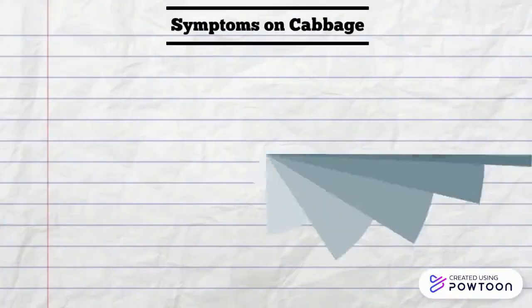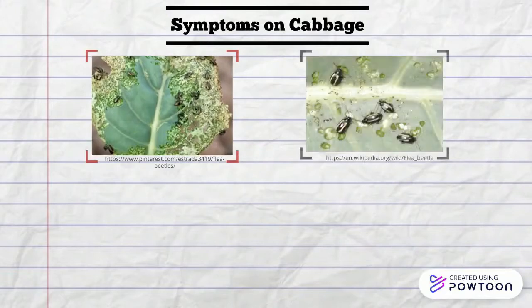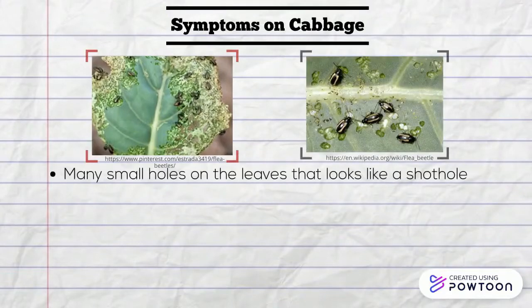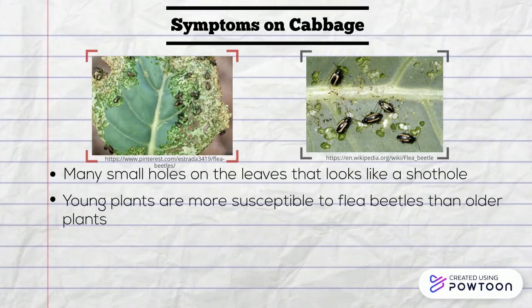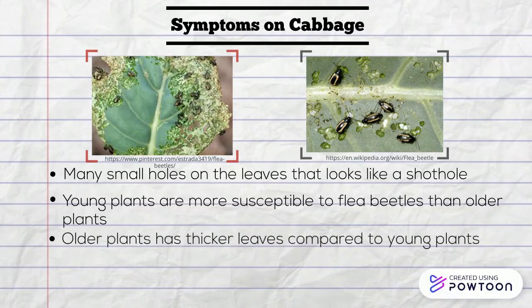We can easily detect if the cabbage is being attacked just by looking at the leaf, where there are many small holes that look like shot holes. Young plants are more susceptible to flea beetles than older plants, because older plants have thicker leaves compared to the young plants. Young leaves are easier to chew on.